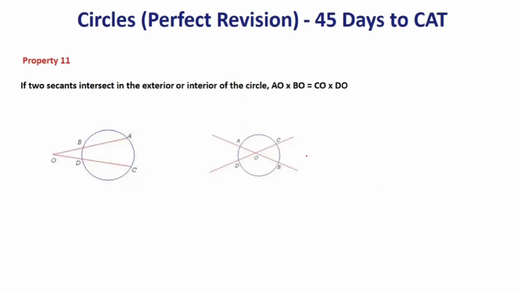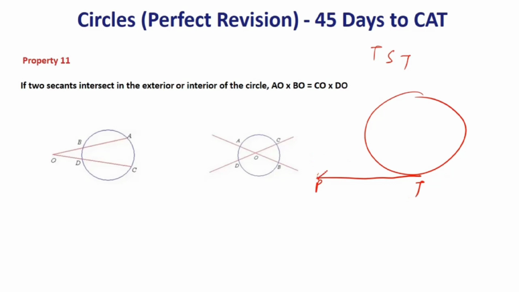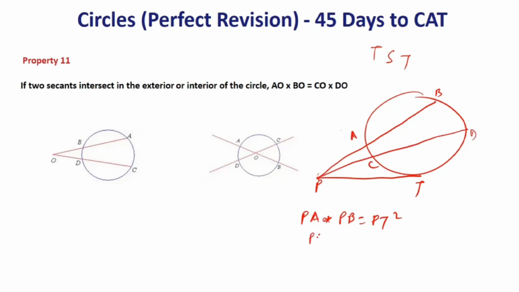Property 11 is again very interesting, which can be derived from something called the tangent secant theorem. So what's the tangent secant theorem? Let's say that we have a tangent here which is PT, and a secant here PAB. Then the tangent secant theorem says that PA into PB is equal to PT square. If I draw another secant here PCD, then PC into PD is also equal to PT square. So combining these, we can say PA into PB is equal to PC into PD, right?